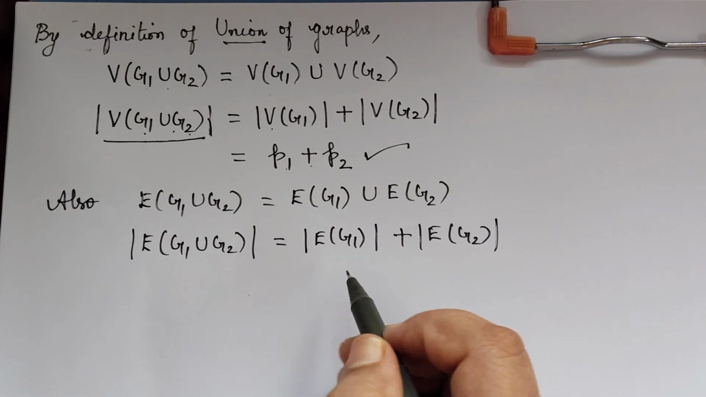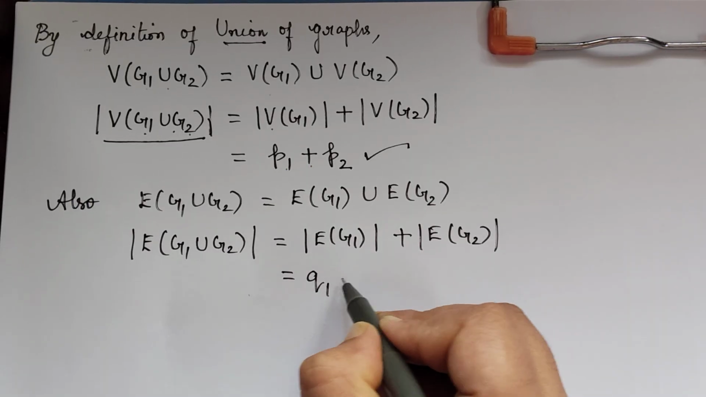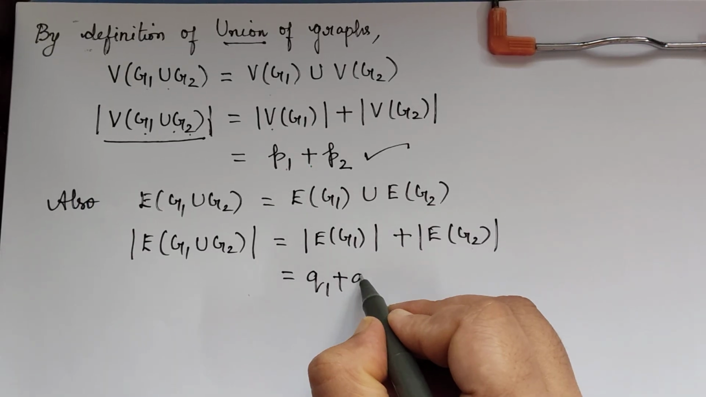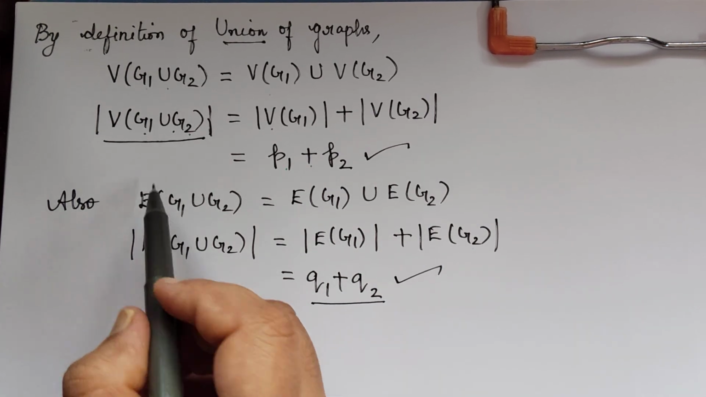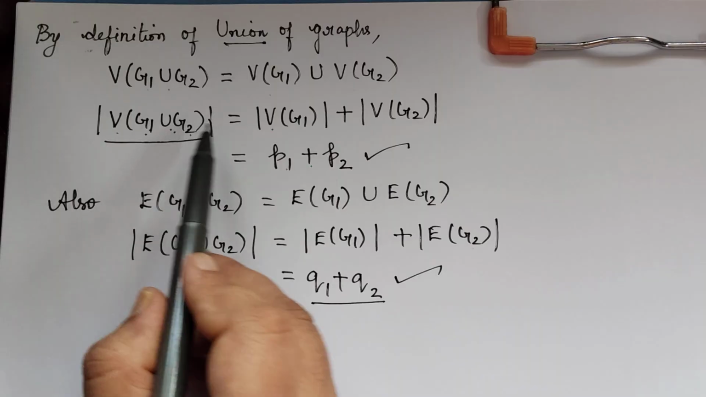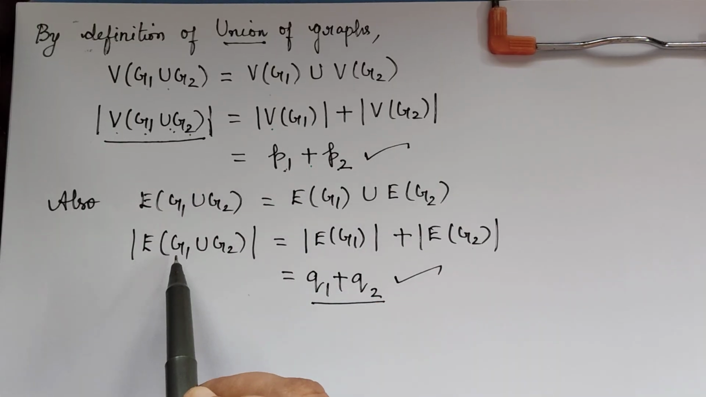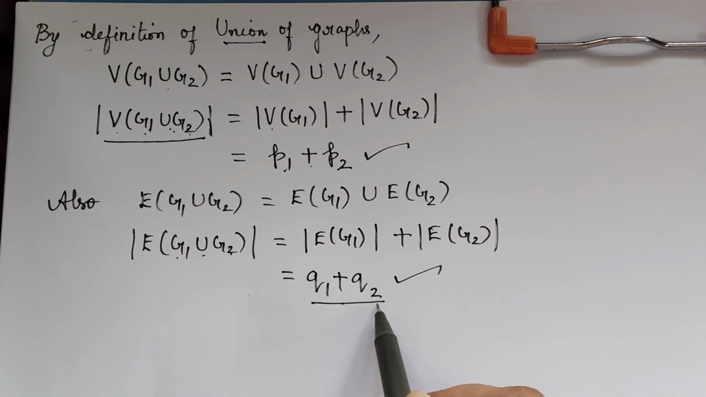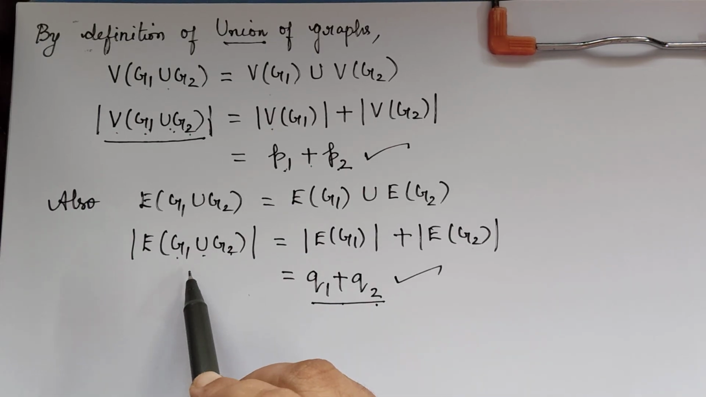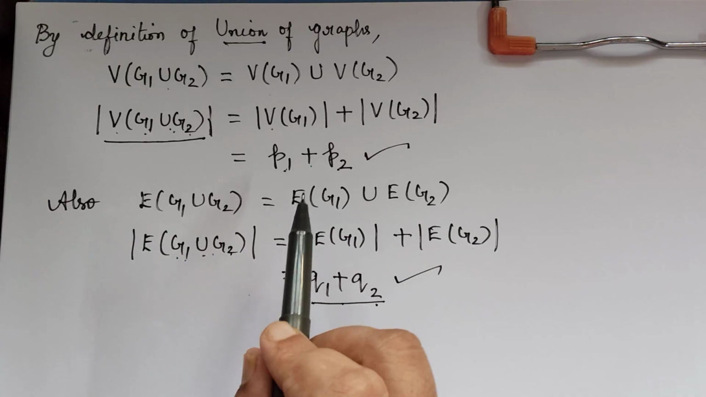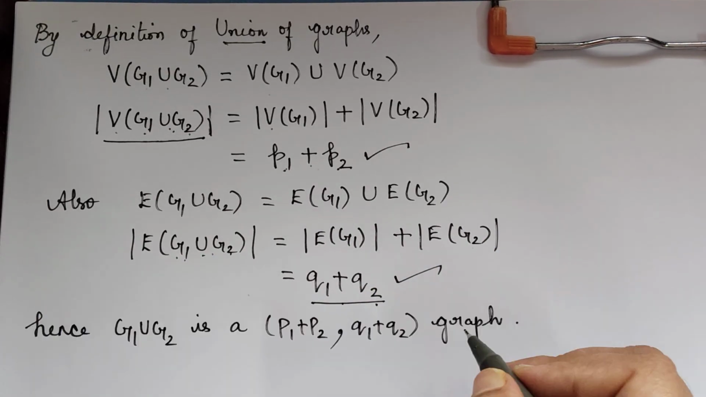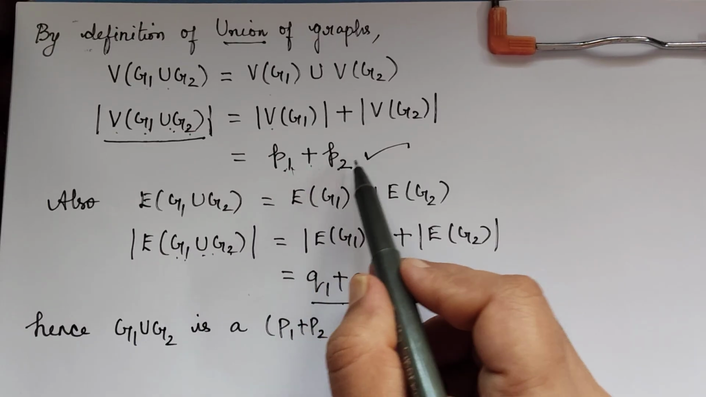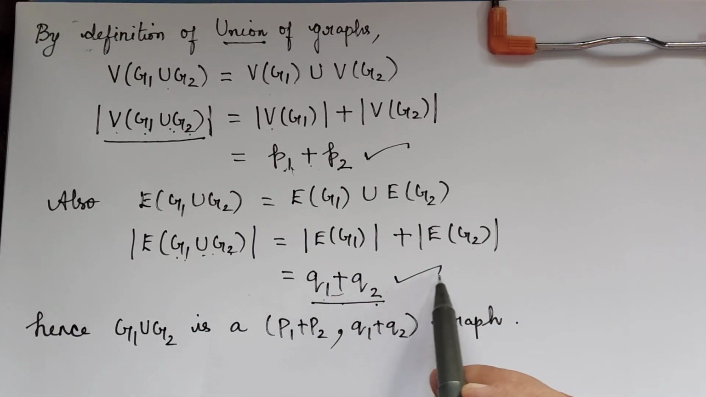And what are the number of lines of G1? We know that it is Q1. And the number of lines for G2 is Q2, and therefore it is equal to Q1 plus Q2. Hence, we have proved that the number of points for G1 union G2 is P1 plus P2, and the number of lines for G1 union G2 is Q1 plus Q2, and therefore we can say that the graph G1 union G2 is a P1 plus P2, Q1 plus Q2 graph. Since it has P1 plus P2 number of points and Q1 plus Q2 number of lines.